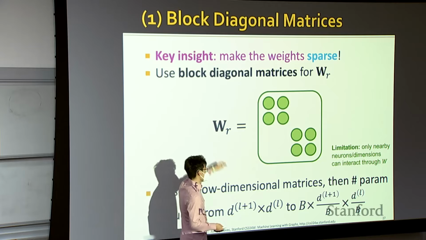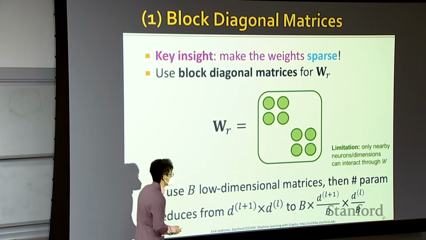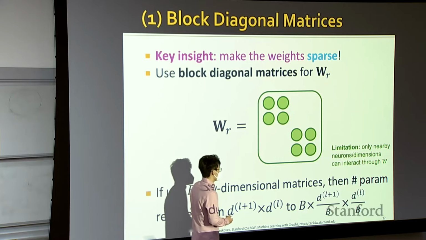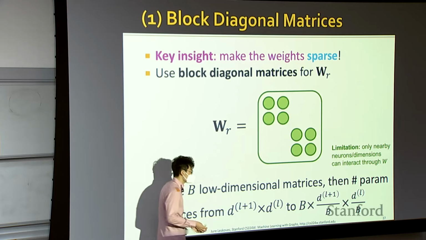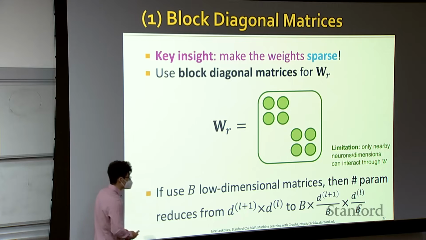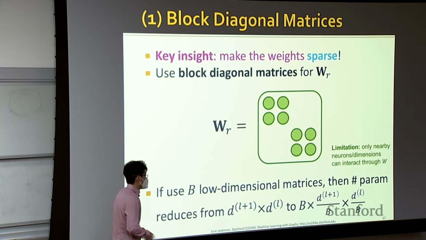And in this case, we want to reduce the number of parameters by making it block diagonal. So only these block diagonal entries are non-zero. The remaining entries are 0. So we can treat it as a special type of sparse matrix.